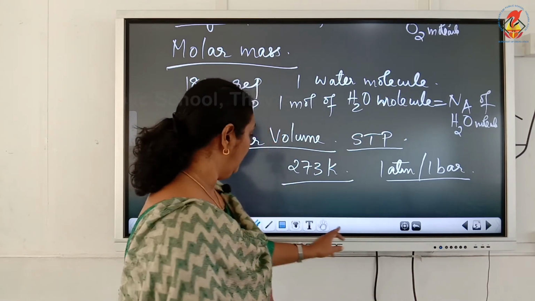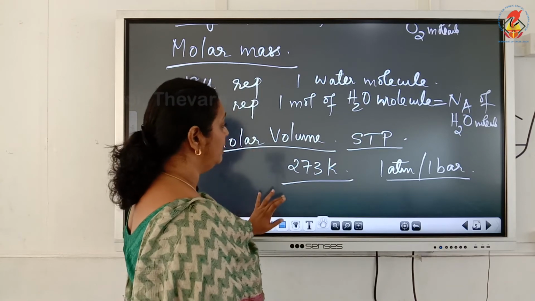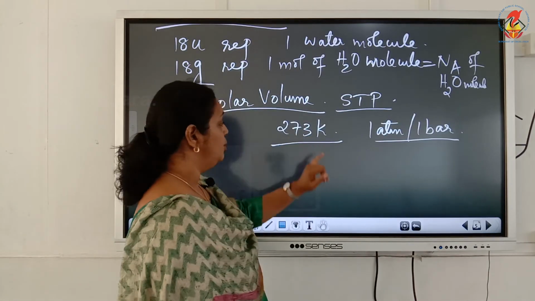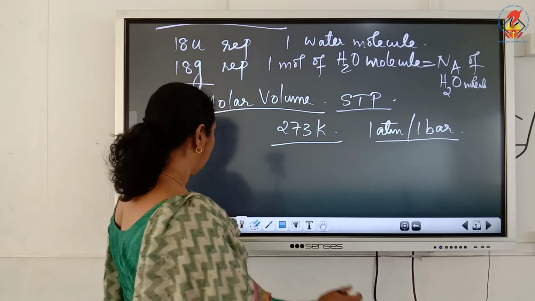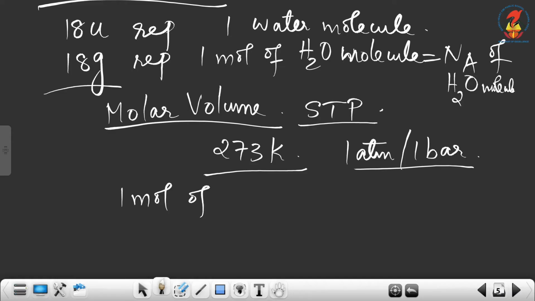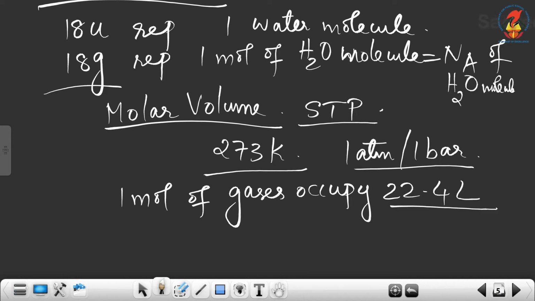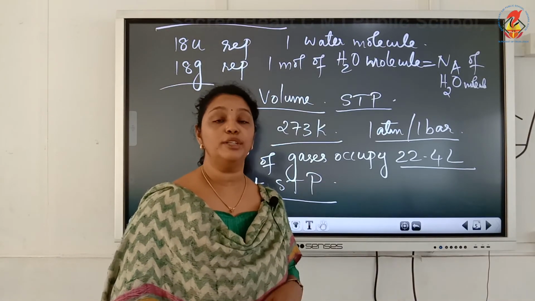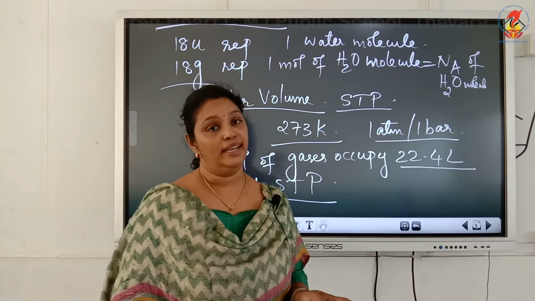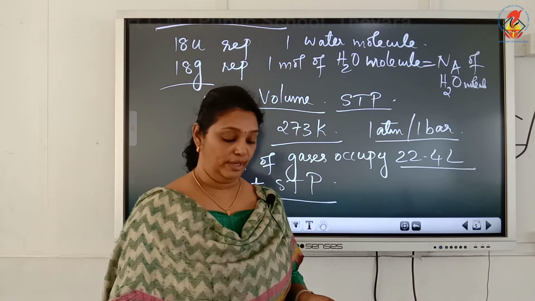Now, again 1 mole of any gaseous substance will occupy 22.4 liters at STP. So 1 mole of gases occupy 22.4 liters at STP. So, this is something very important. 1 mole of any gas will occupy 22.4 liters at STP. So, this is molar volume.